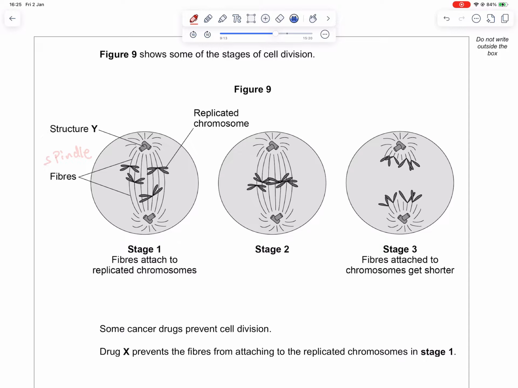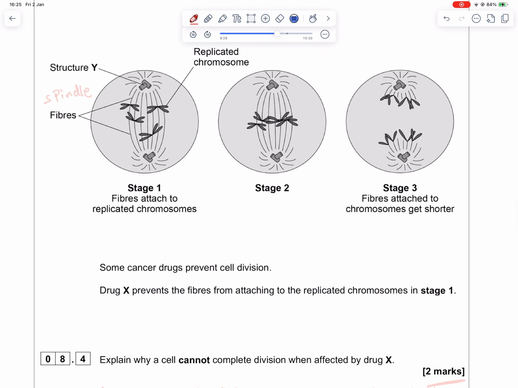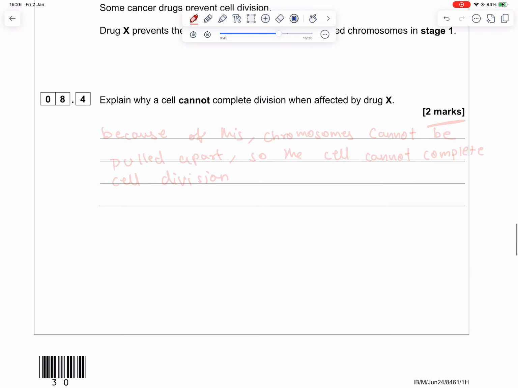Some cancer drugs prevent cell division. Drug X prevents the fibers from attaching to the replicated chromosomes in stage 1. So remember, if the fibers cannot attach to the replicated chromosomes, they cannot pull the chromosomes apart to opposite ends of the cell. It means the cell division cannot progress. So therefore, when they say explain why a cell cannot complete division when affected by drug X, this is your question 8.4.